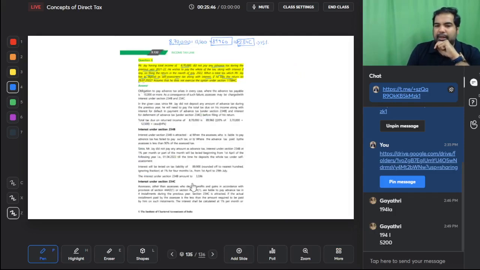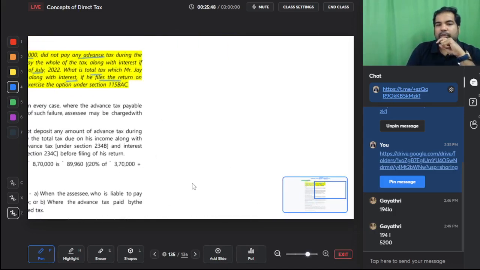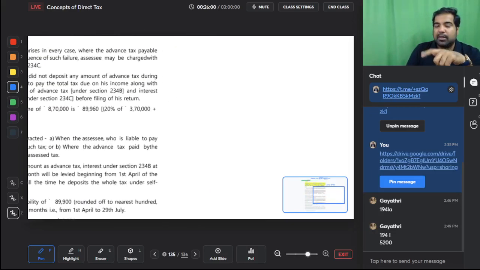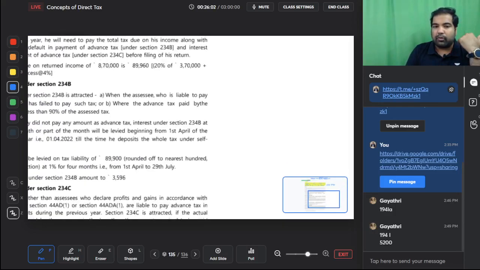But there is another interest section which is called 234B. 234B says if you paid 90% of the total advance tax, no problem, but he's paid nothing. So on the entire 89,960, he will have to pay at the rate of 1% till he files the return, that is April, May, June and July for 4 months.